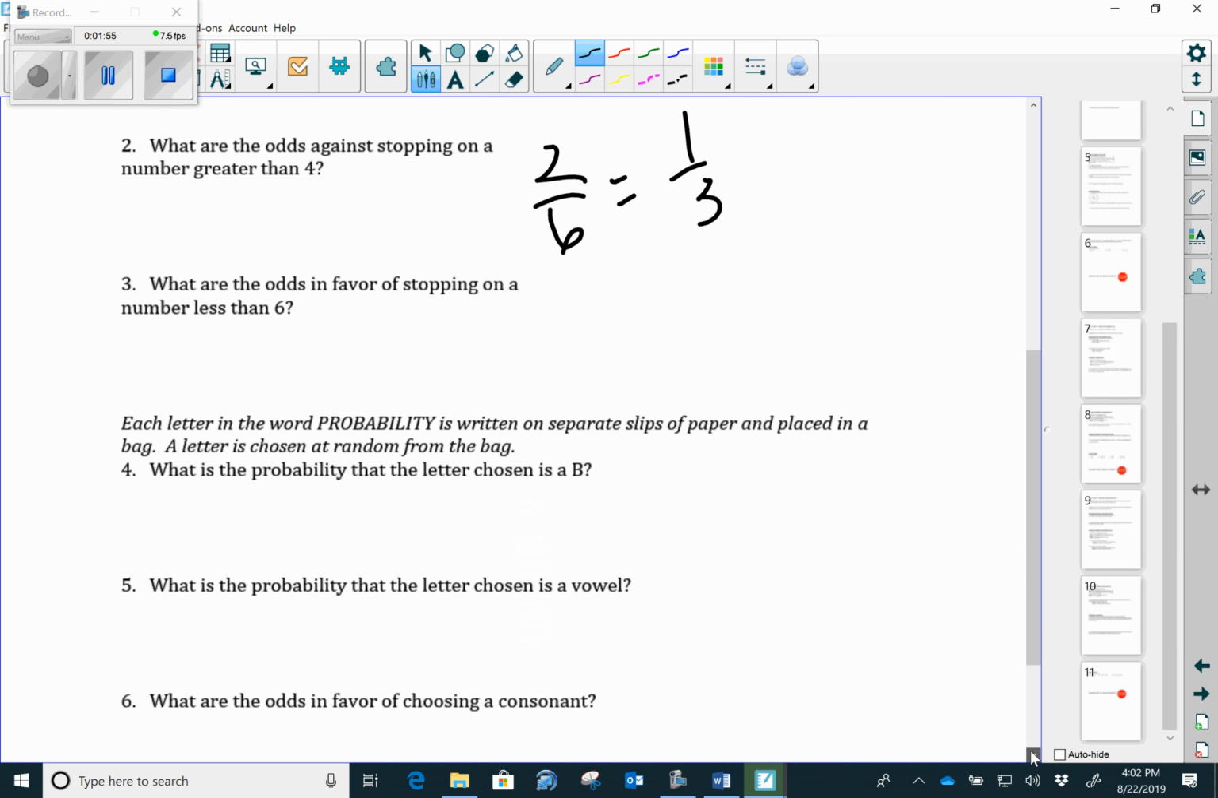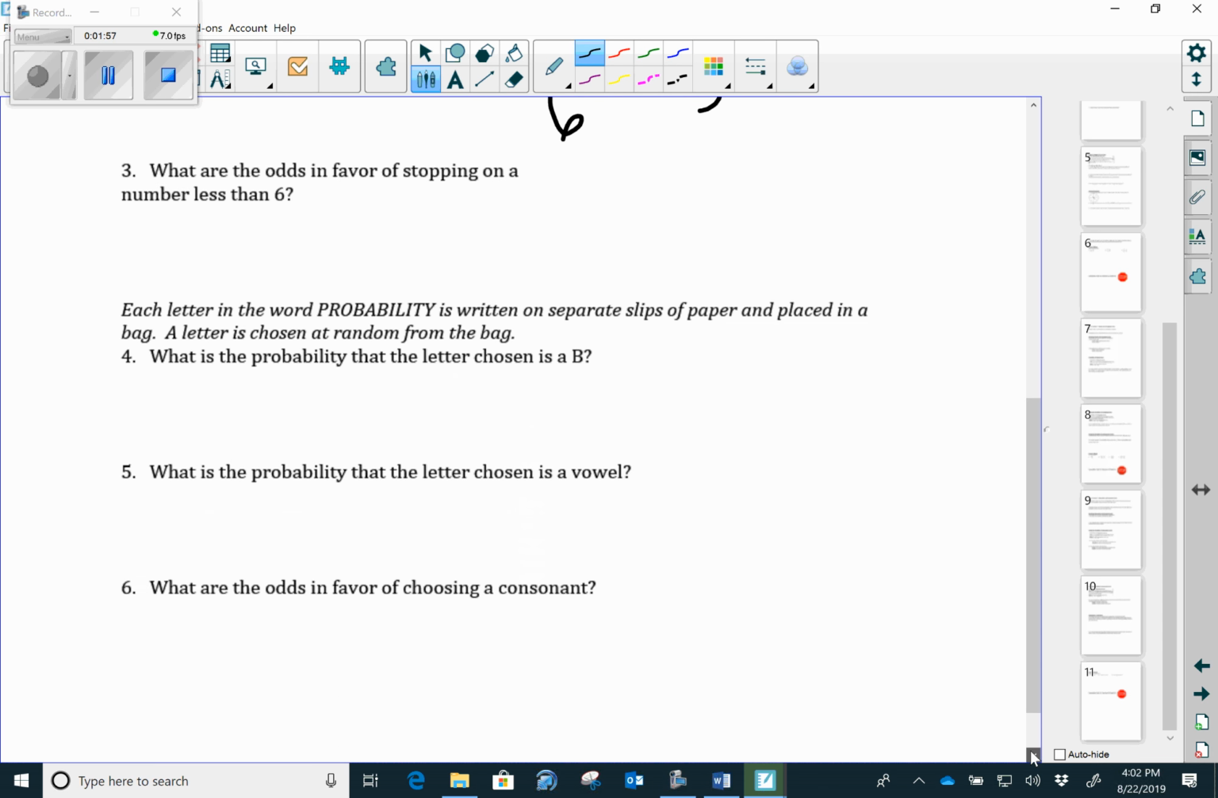Let's go now to 4. Each letter in the word probability is written on separate slips of paper and placed in a bag. A letter is chosen at random from the bag. So let's look at problem number 4. What is the probability that the letter B is chosen? So look at the total number of letters in the word probability, and how many letters are there that represent B? 2 out of 11.